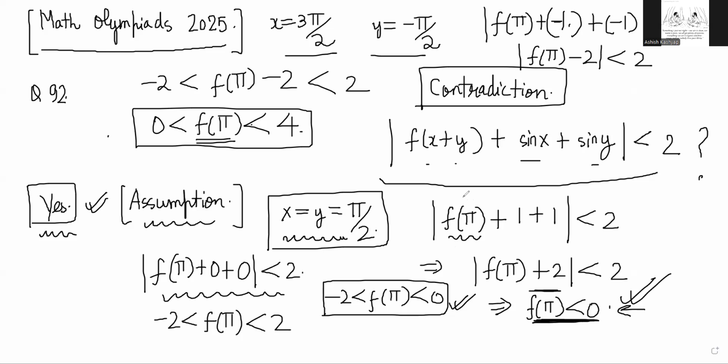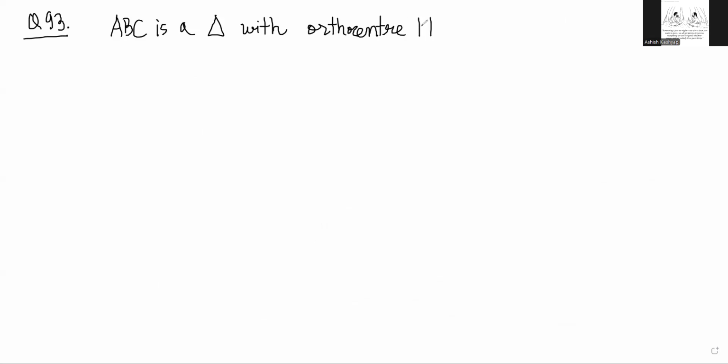This was also Russian Maths Olympiad 2000. Question 93 says: ABC is a triangle with orthocenter H and circumcenter O.